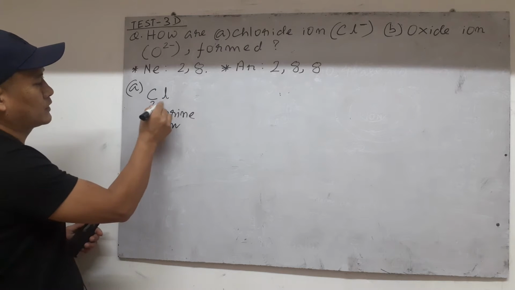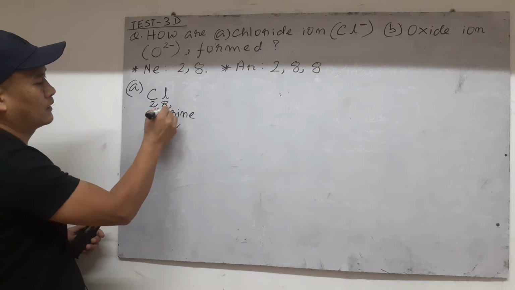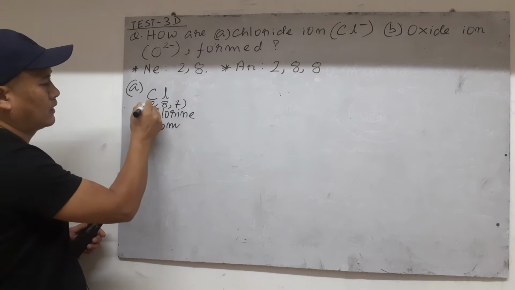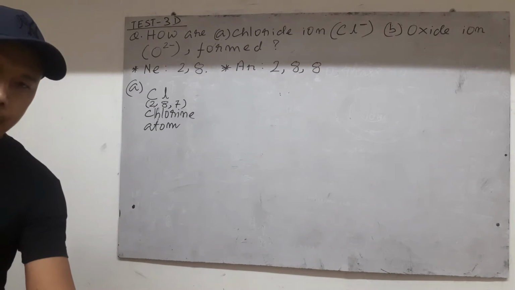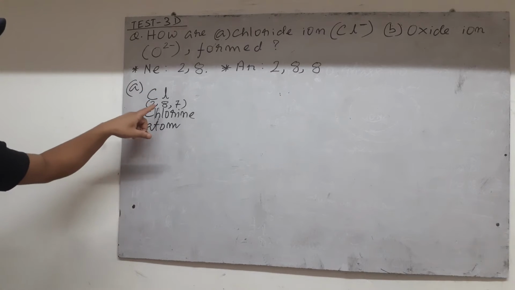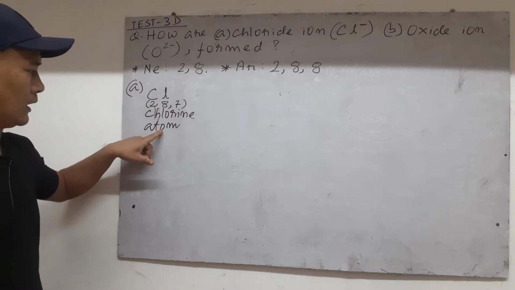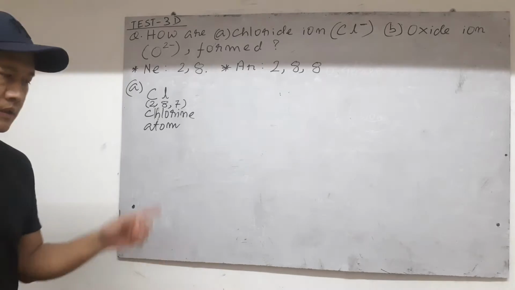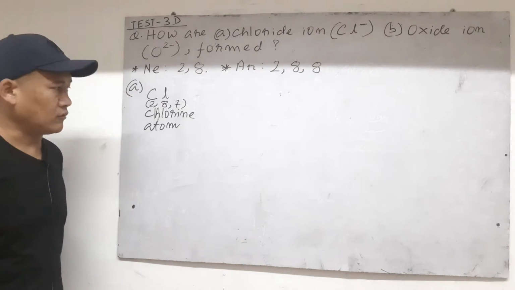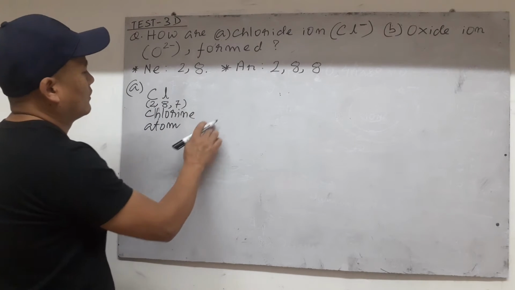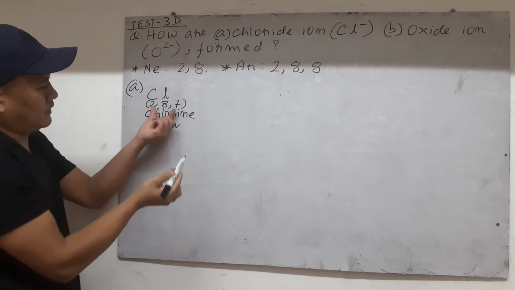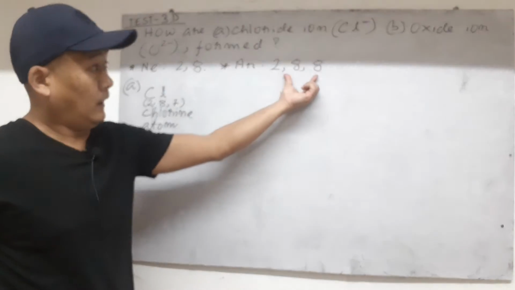So first shell 2, second shell 8. So 2 plus 8 is 10, and of 17, 7 more will go to the third orbit. This is the electron arrangement of the chlorine atom, and it has no charge because the number of electrons and protons in any atom are always equal. So they cancel out each other and the overall charge will be 0. In other words, neutral, no charge. So this 2, 8, 7 is very close to argon's 2, 8, 8.